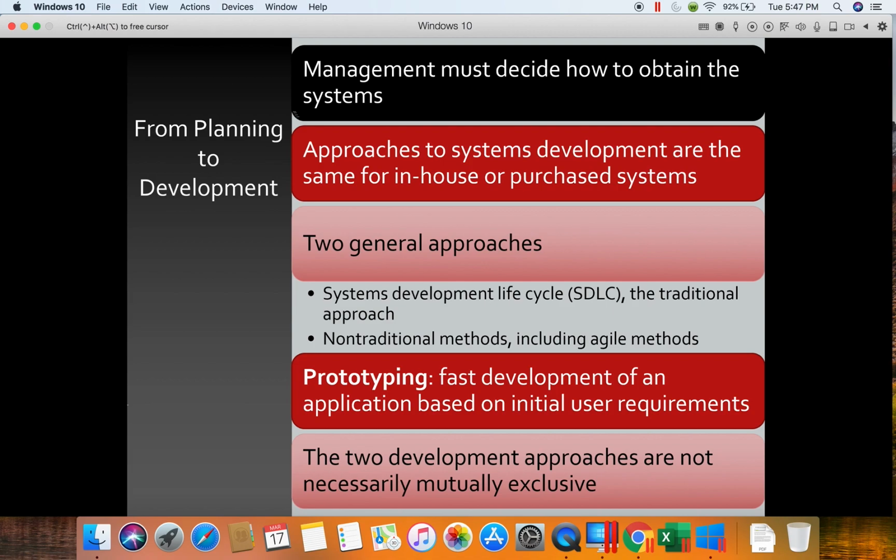Prototyping is a faster development of applications. What we do is we make some changes and then the user tries them out and then they go back and make more changes, and it's a continual process of prototyping. These two approaches are not necessarily mutually exclusive. You may end up using bits and pieces of both of these depending on the project you're on.